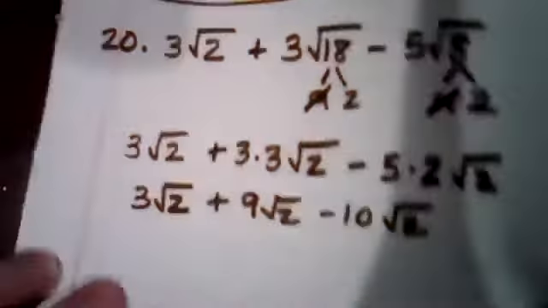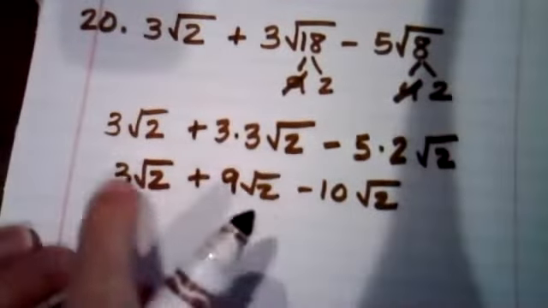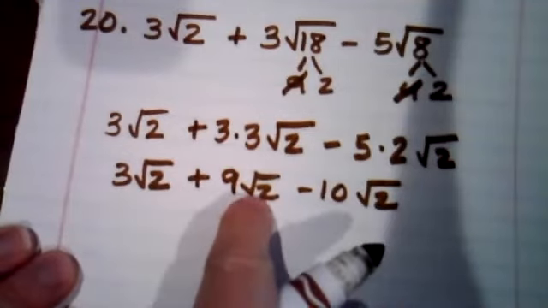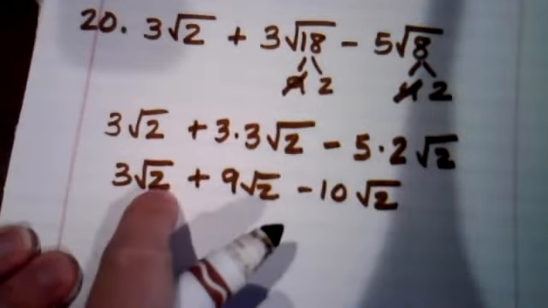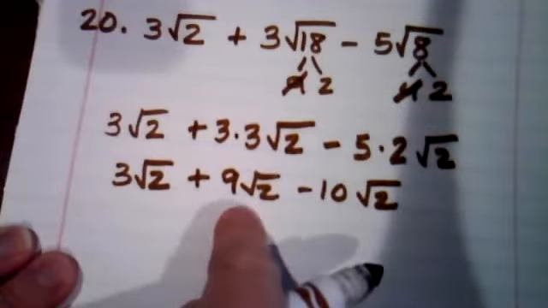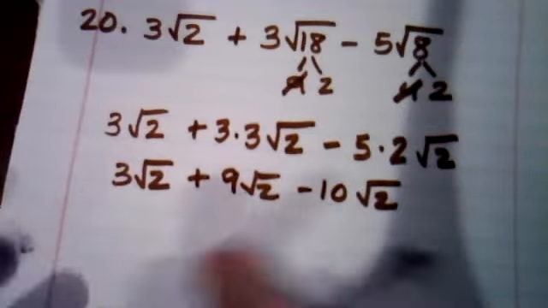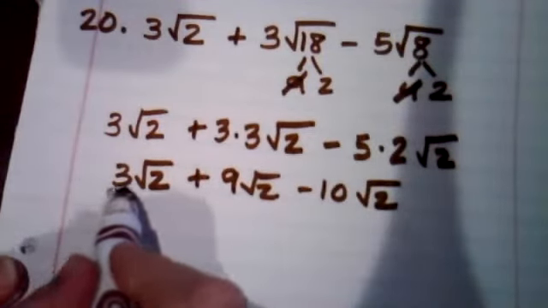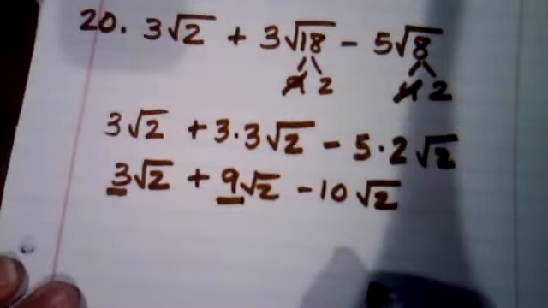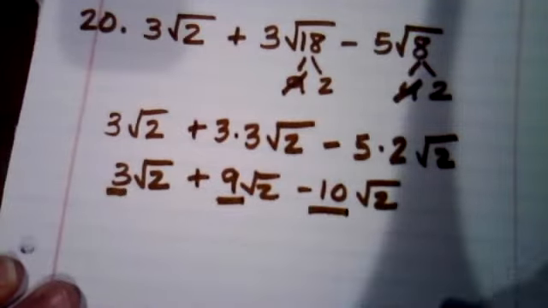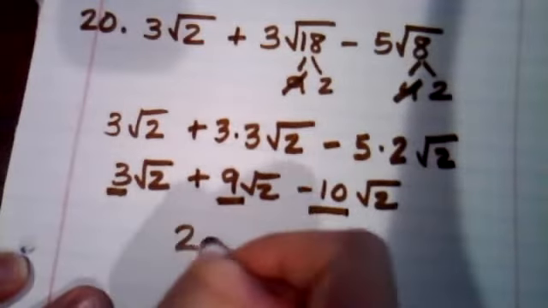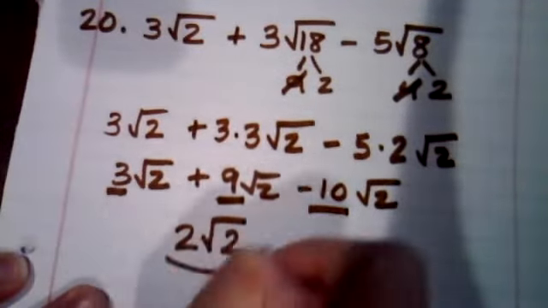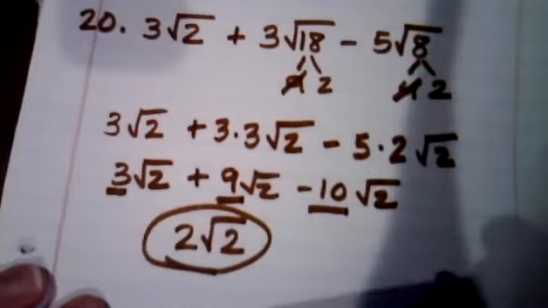Okay, so now we just look at it like, okay, these are like terms because of all of our square root of 2's. If you want to put a letter in for those, like 3x plus 9x minus 10x, then you can kind of see it together, but we went over that last week, so I'm not going to do that again. 3 plus 9 is 12. 12 minus 10 is 2. Don't forget your square root of 2 on there. Okay, and that's your final answer for that one. Okay, so let's keep working.